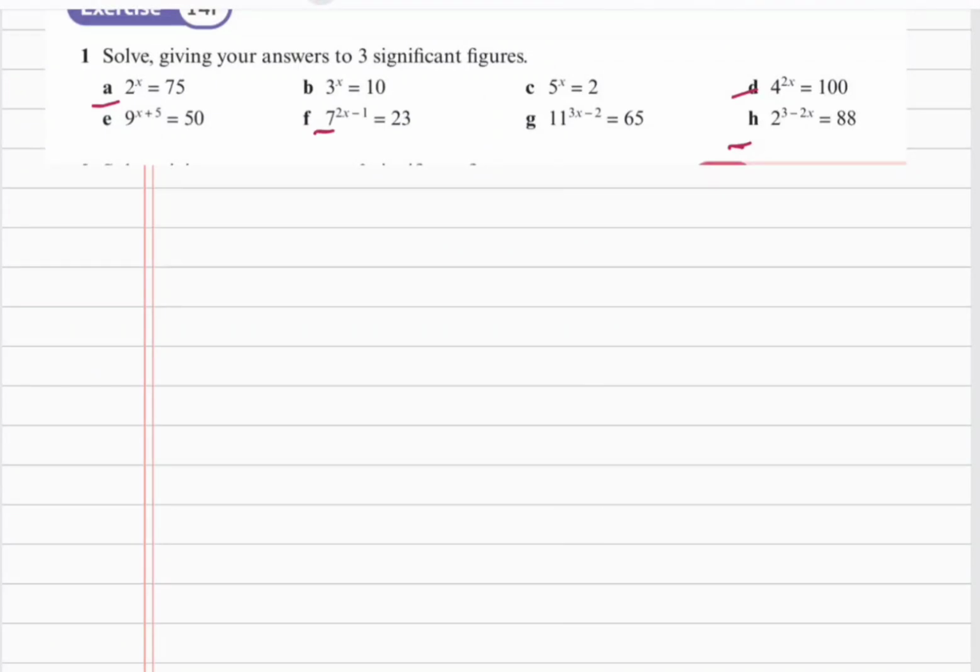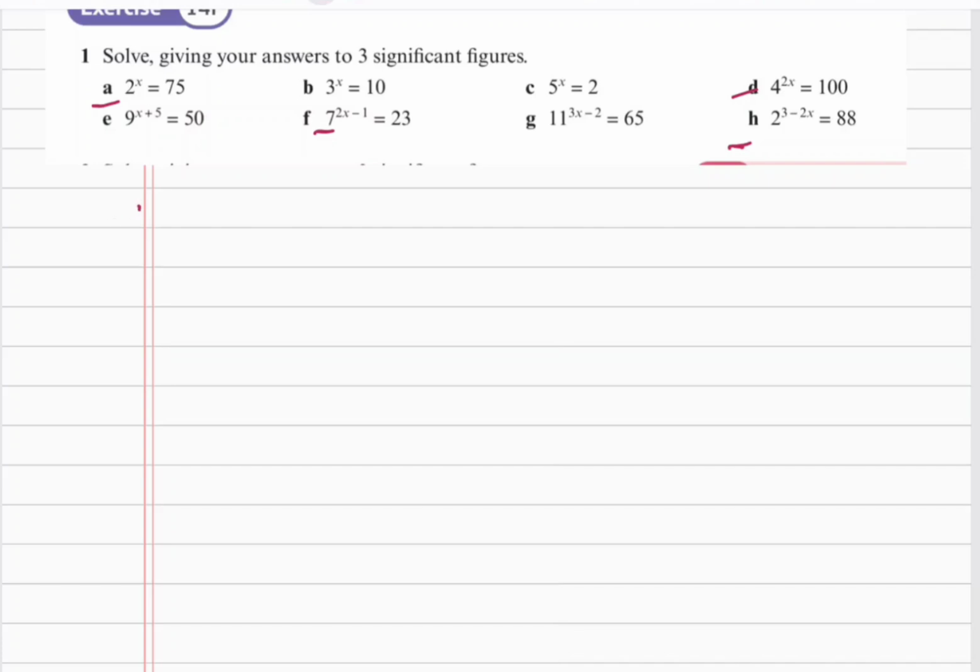Hi everyone, this video is on exercise 14F question 1. We want to solve these equations using logs. In this question, I'm going to do parts A, D, F, and H, because for all of them you just apply the same technique.